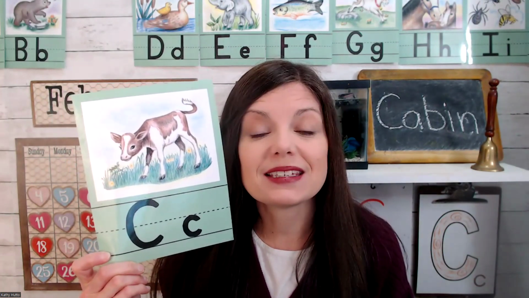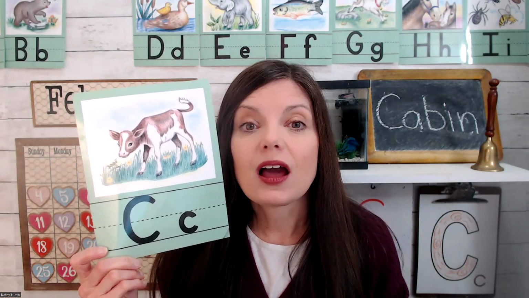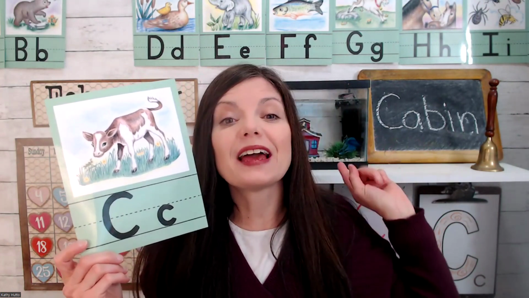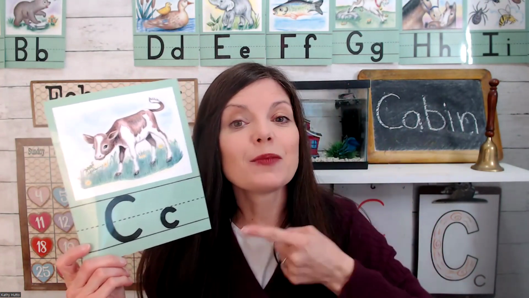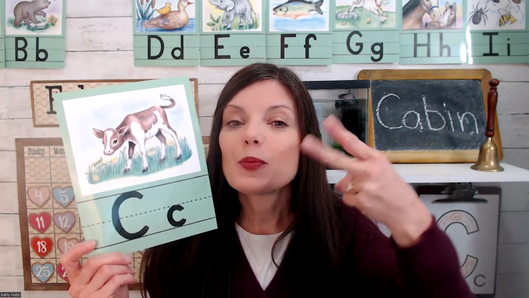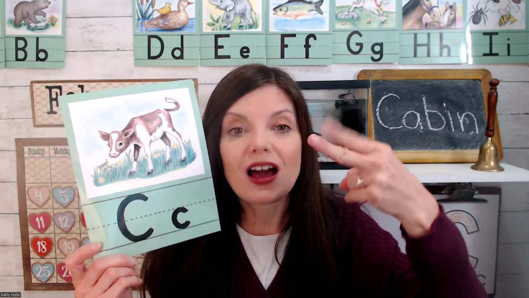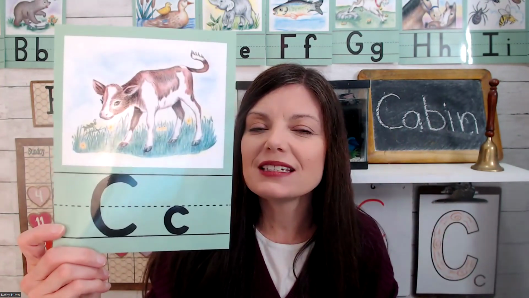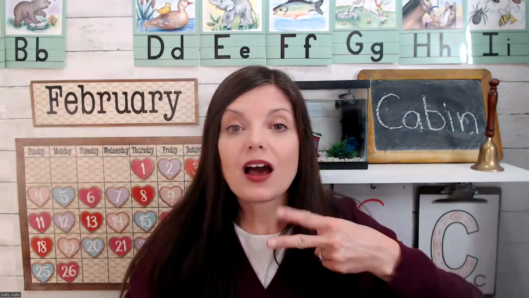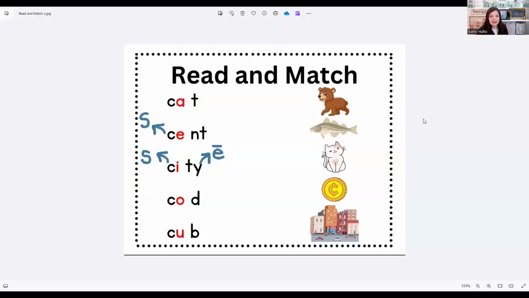Letter C makes this sound. K, k, k. You try. K, k, k. All the letters have hand motions, and the hand motion for C is like this. Pretend that your fingers are scissors. K, k, k. What does letter C say? K, k, k. We're going to use that sound along with our vowels to blend, read, and match.